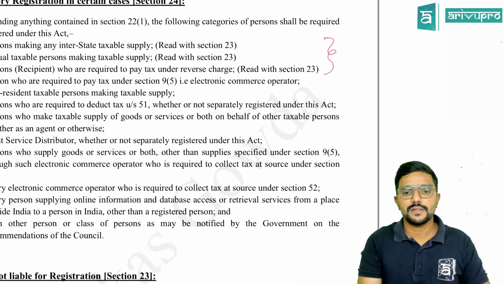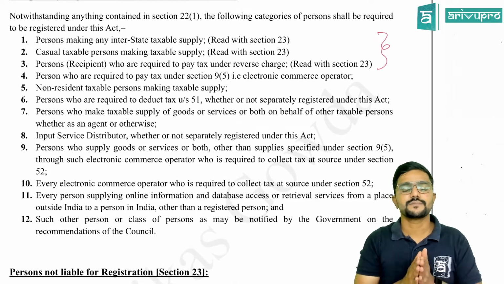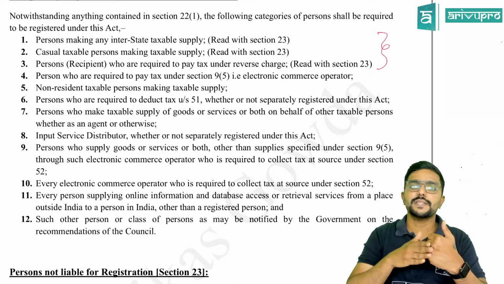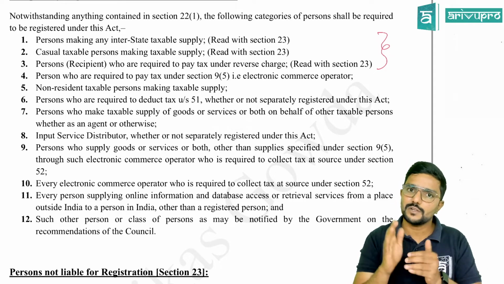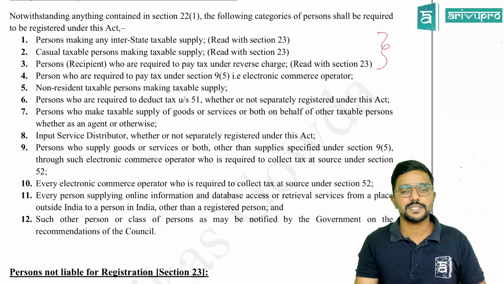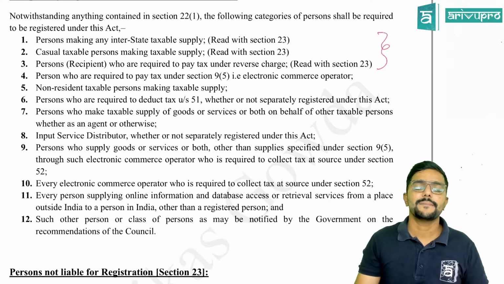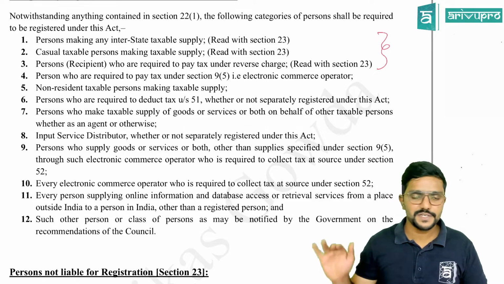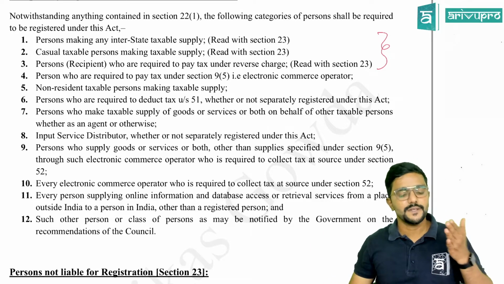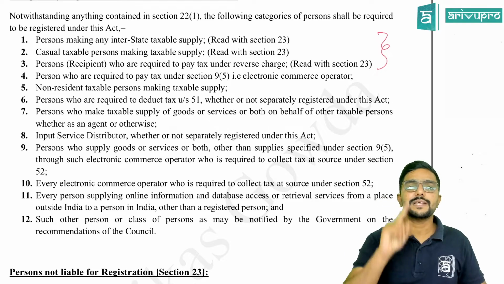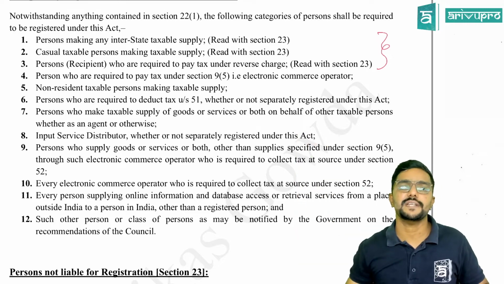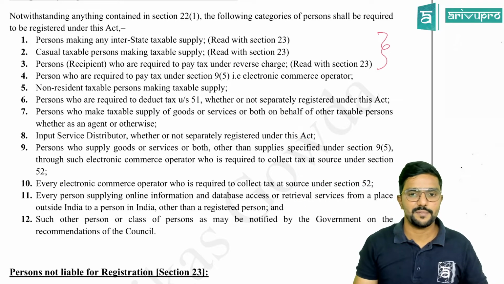Okay. So in simple, the summary of these 3 points are: if a person is supplying anything outside the state, registration is mandatory for him. In any one branch also, if he is supplying outside the state, registration is mandatory for him. Okay. Then casual taxable person, always registration mandatory. Then if a recipient is liable to pay tax on reverse charge basis, then recipient has to get registered under GST mandatorily. Okay, sir. 3 points done.